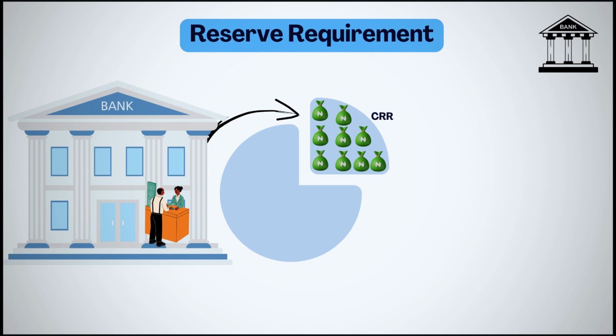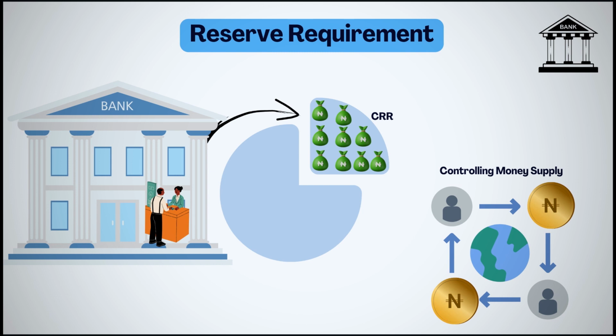The aim here is to ensure that banks do not run out of cash to meet the payment demand of their depositors. Cash reserve ratio is also used for controlling money supply in an economy by reducing the amount that can be given out as loans.